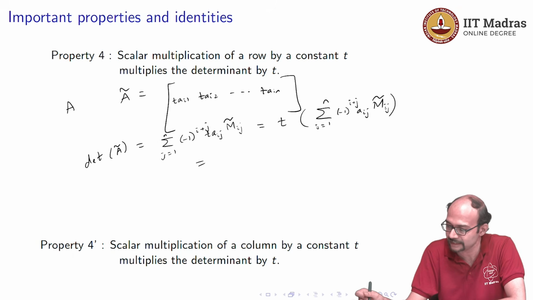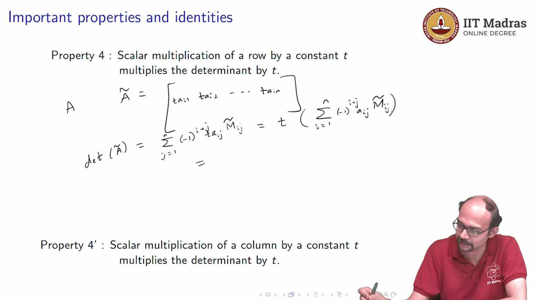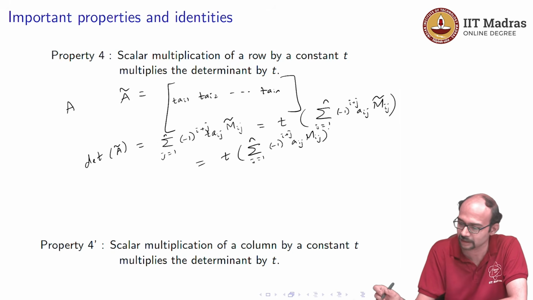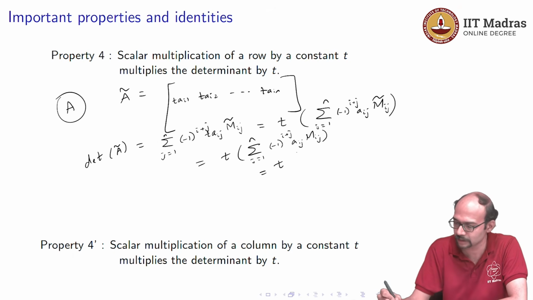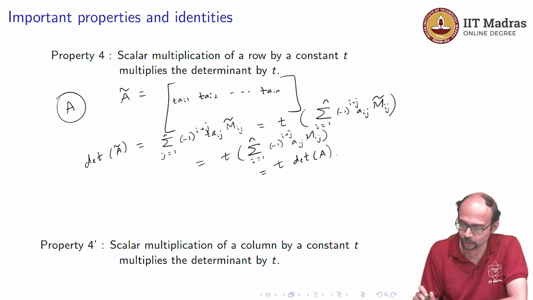So m tilde ij for this particular row i is the same as mij. Okay, so this is just t times the summation over j from 1 through n of (-1) to the power i plus j, aij mij, where this is the ijth minor corresponding to the matrix A. And now this is exactly the expression for the determinant of A. Okay, so we have actually proved this. Fine. So what is the upshot?